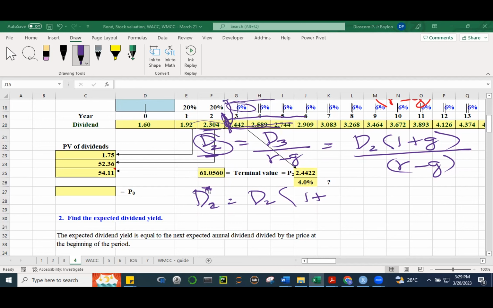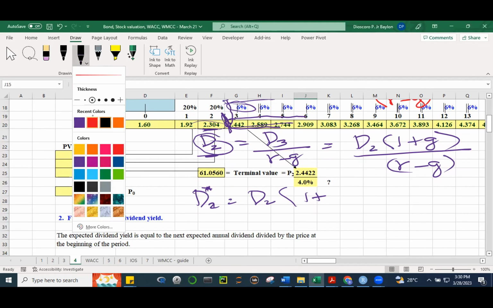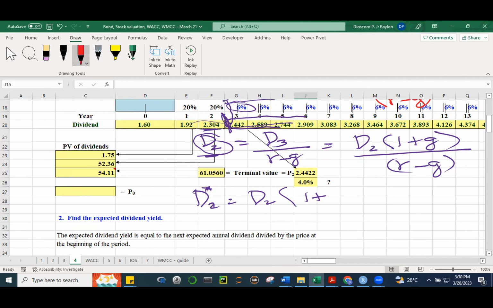I'll call it D2 star, which is equal to, what is it equal to? Whatever D2 is now, times 1 plus, you let it grow by G. Why are we multiplying D2 by 1 plus G? Why are we doing this?